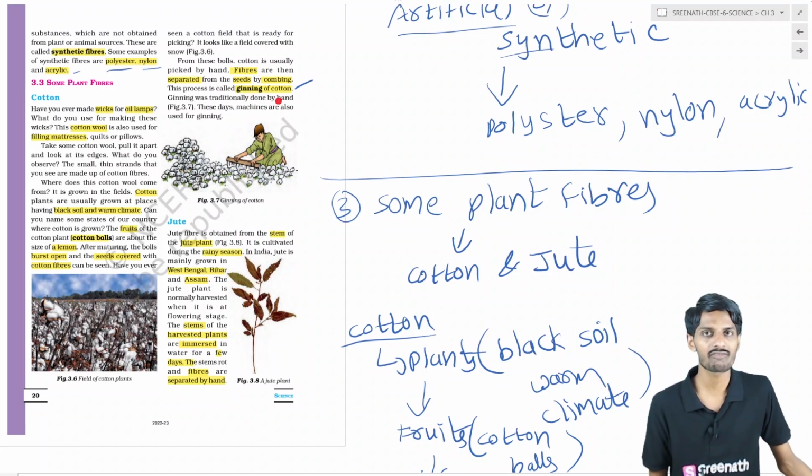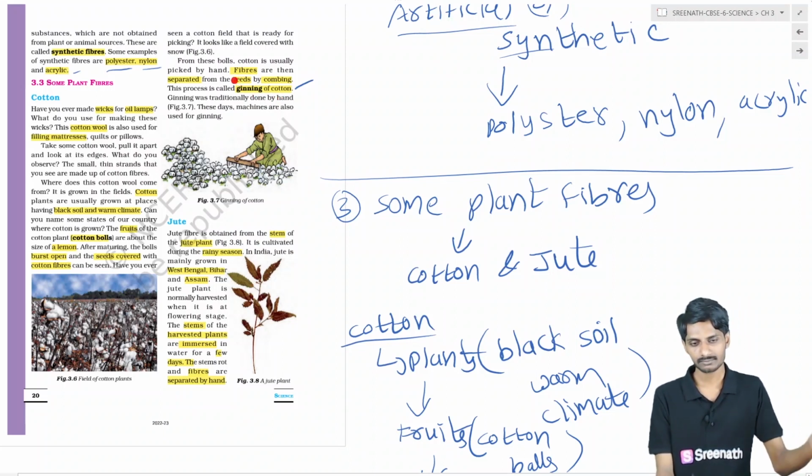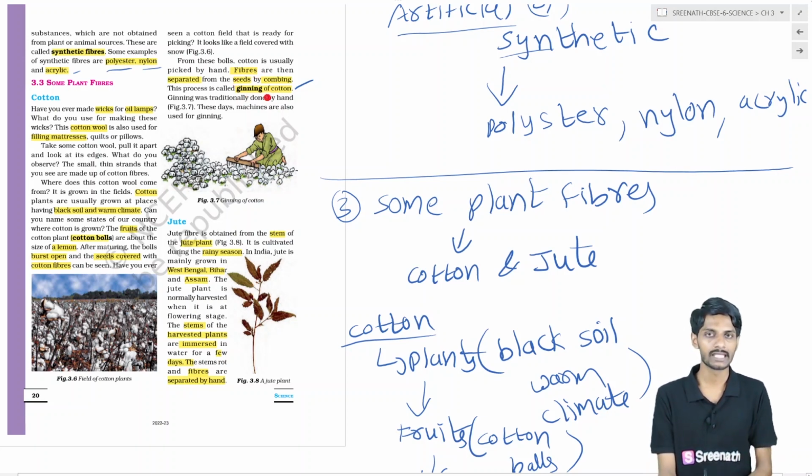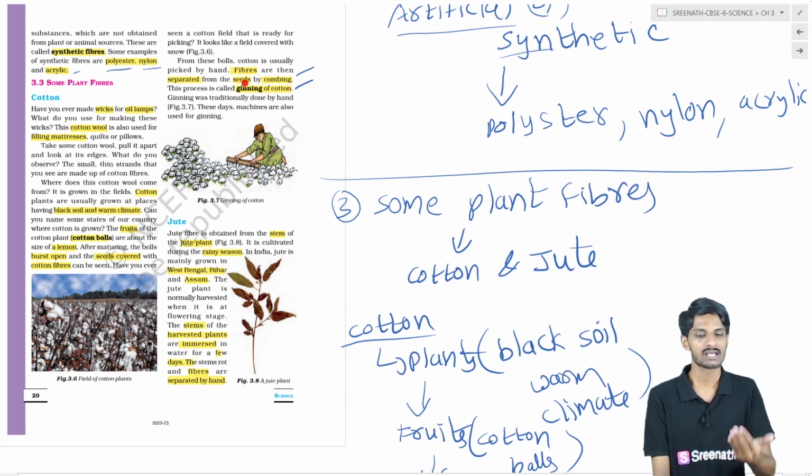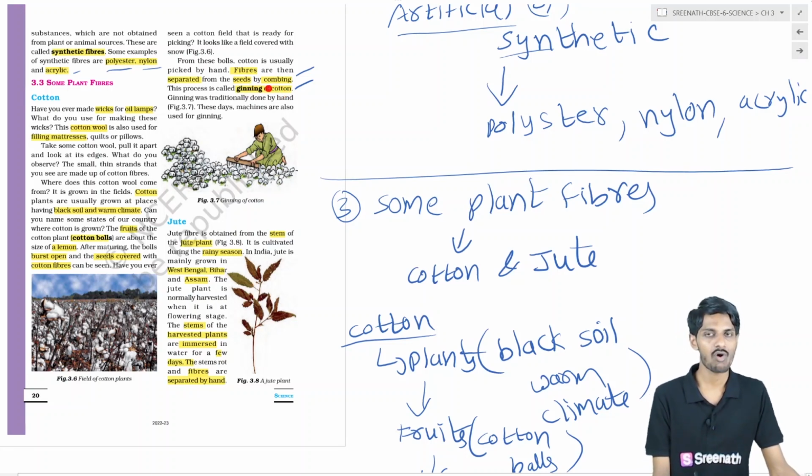So what does ginning of cotton mean? The process of separation of fibers from seeds is called ginning. We are separating it by the process of combing. So the process of separating fibers from seeds using the combing process is called ginning of cotton.